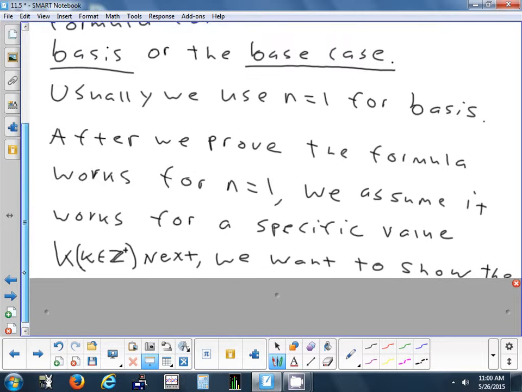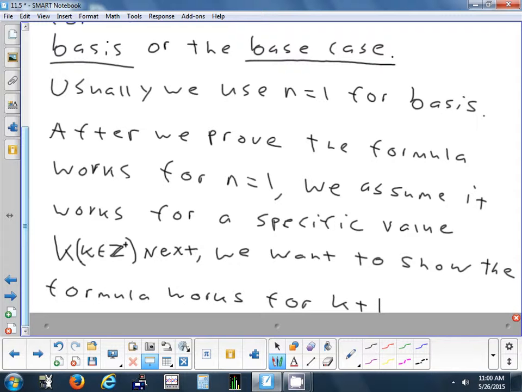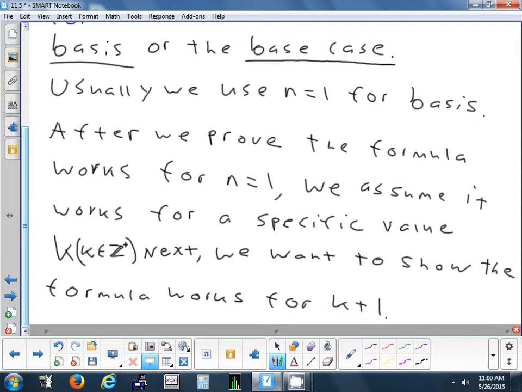But the next step is where the induction really comes in. We're going to assume that it's true up to a particular value, but we want to show that it's true for the one after. So we're going to assume it works up to k, but then we have to show that it works for k plus 1. And this is where the induction comes in.